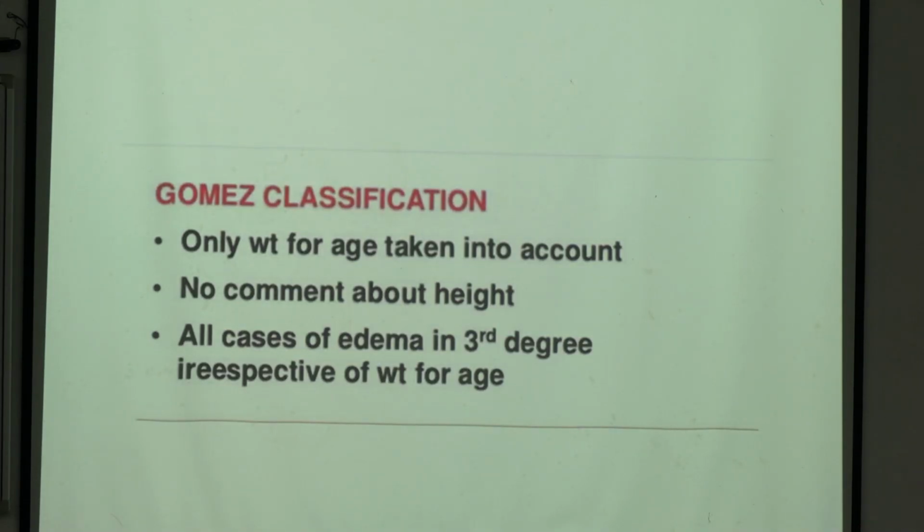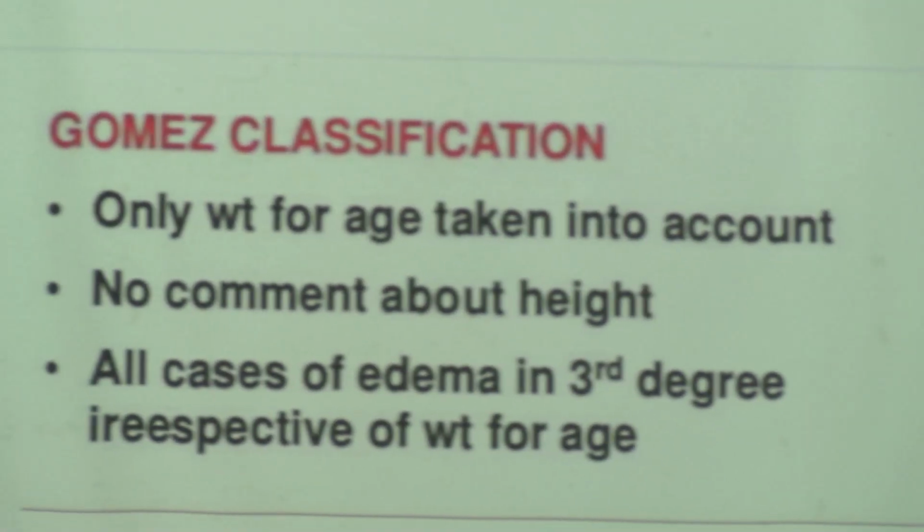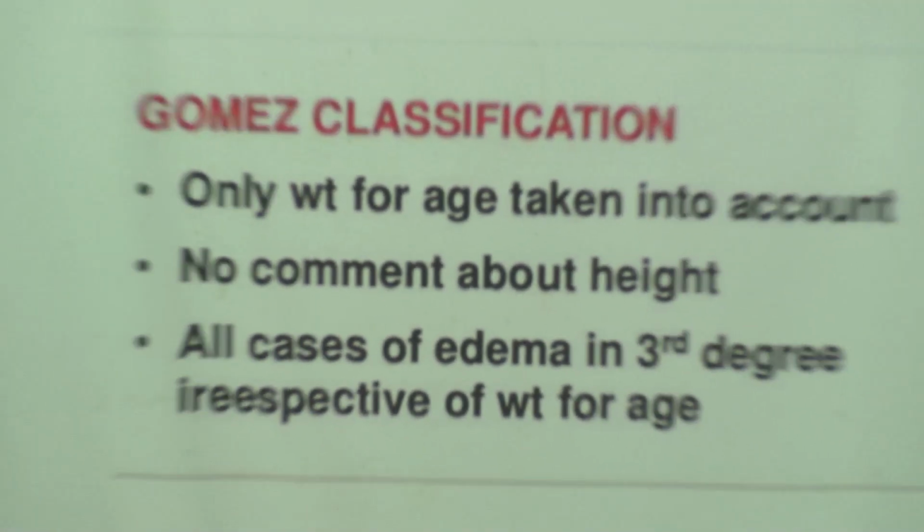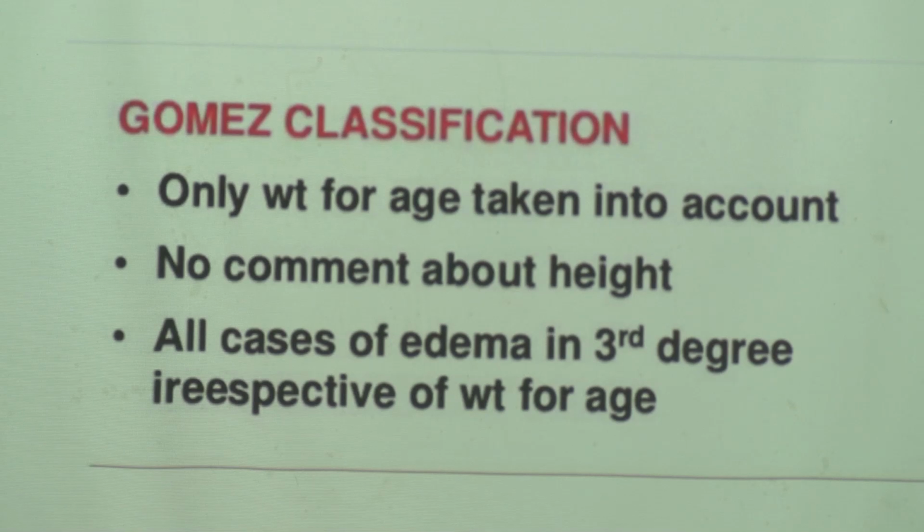So here only weight for age, they're not talking about the height. They are only looking at the weight for age, not the height. So that way Gomez classification has got a problem. They are not commenting about the height, and all cases of edema are third degree irrespective of weight for age. So we normally follow the IAP classification or the Wellcome classification. Gomez classification is there in the textbooks, but it's not used much because there is no comment about the height. They are only taking weight for age, that's all. Next.